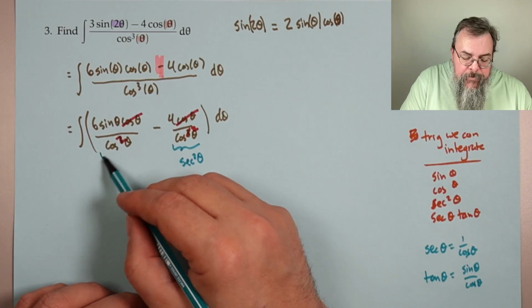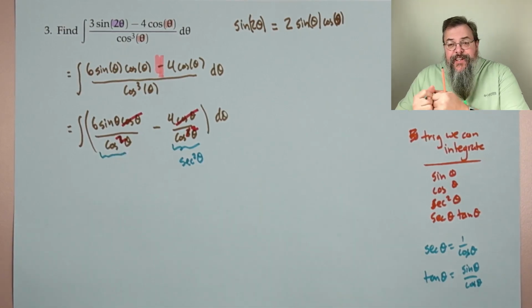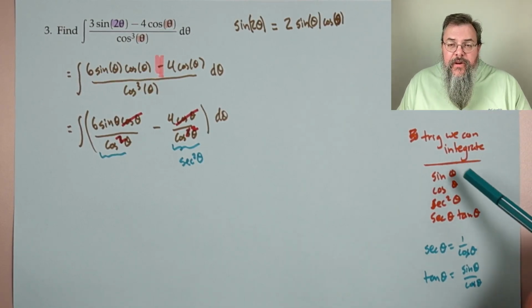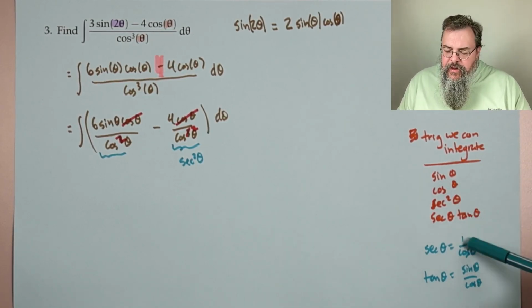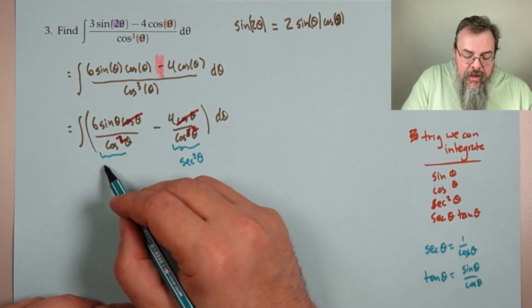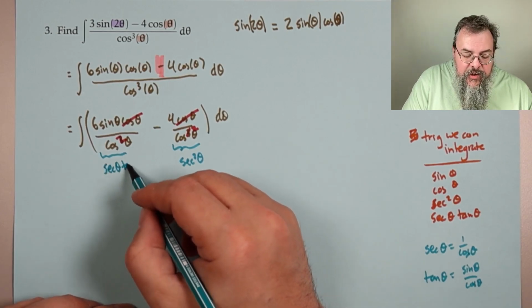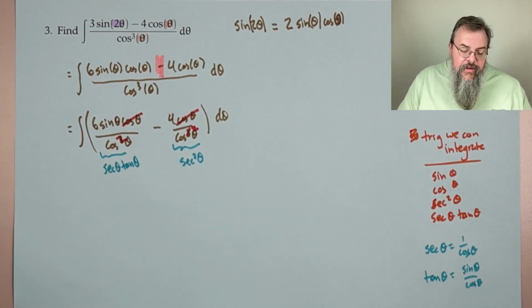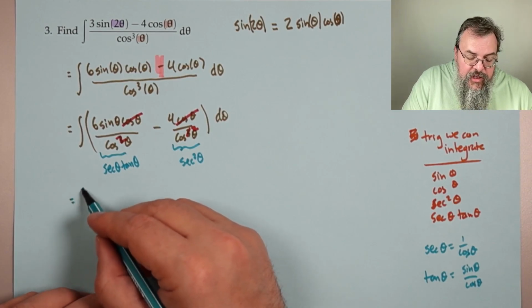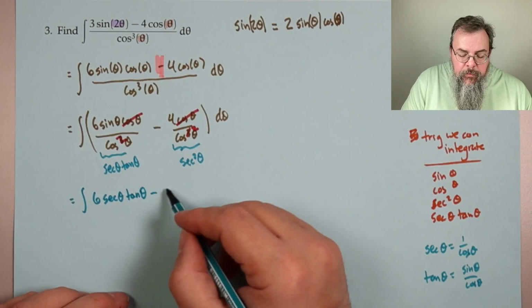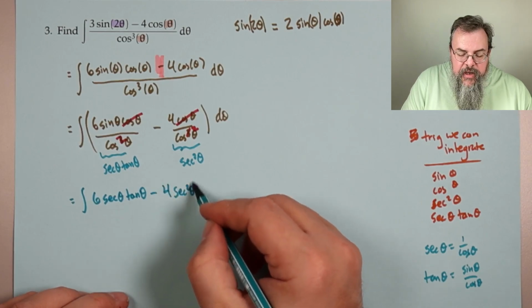Now here, you might say, aha, so this becomes like sine theta times secant squared. True, but that's not on our list. But notice, if you multiply these together, you get 1 sine upstairs and 2 cosines downstairs. So you could say, hey, this looks a lot like secant theta tangent theta, because it is. It's just written in a different way. So this is equivalent to the following. This is the integral of 6 secant theta tangent theta minus 4 secant squared theta.